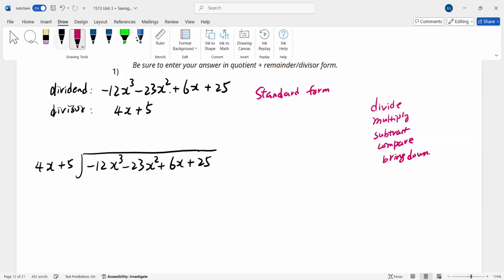Okay. Divide what by what? Divide the leading term in the dividend by the leading term in the divisor: 12x cubed over 4x.